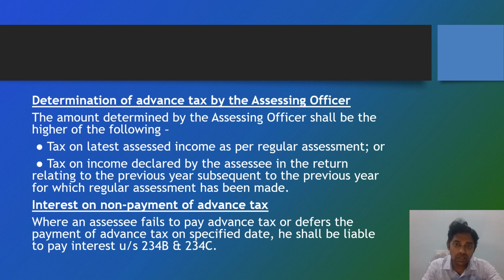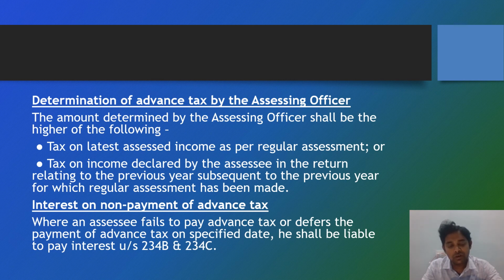Such order also specifies the amount of advance tax and the installments thereof to be paid by the assessee. Determination of advance tax by the assessing officer: the amount determined by the assessing officer shall be the higher of the following: the tax on latest assessed income as per regular assessment, or the tax on income declared by the assessee in the return relating to the previous year subsequent to the previous year for which regular assessment has been made.